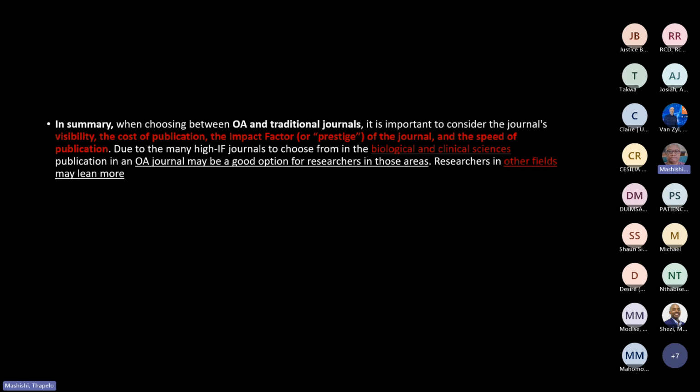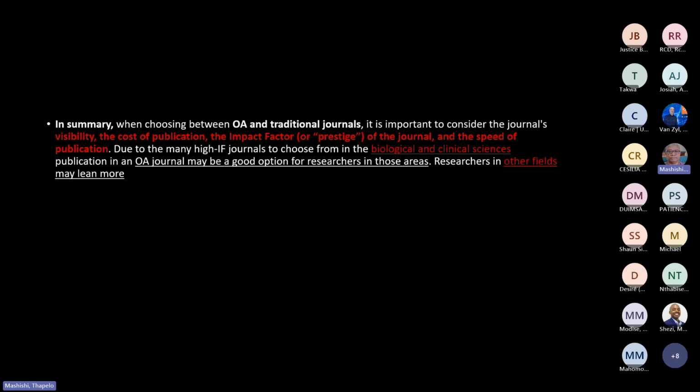In summary, when choosing between an OA and a traditional journal, it's important to consider the journal's visibility, the cost of publication, the impact factor or prestige of the journal, and the speed of publication. And due to the many high IF journals to choose from in the biological and legal sciences, publication in an OA journal may be a good option for research in those areas.